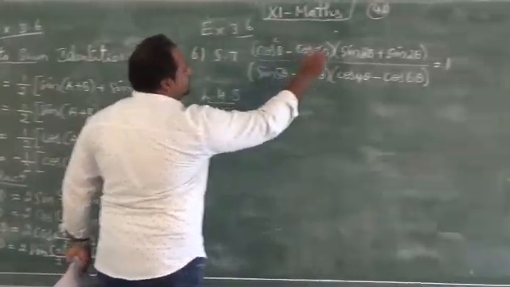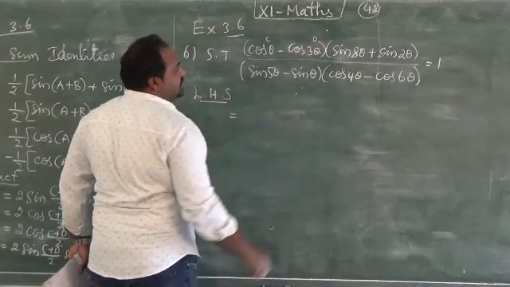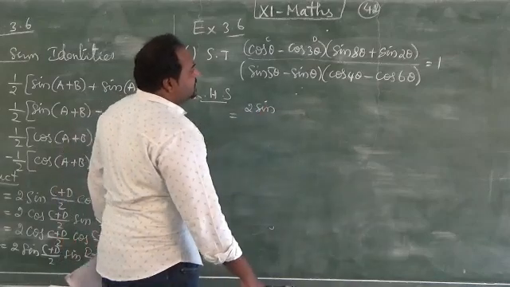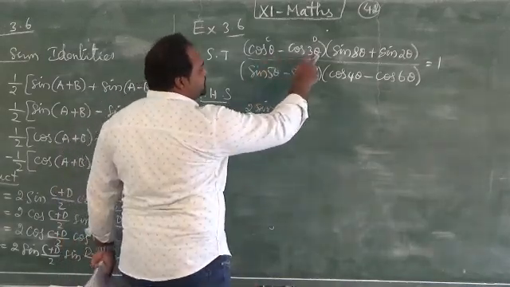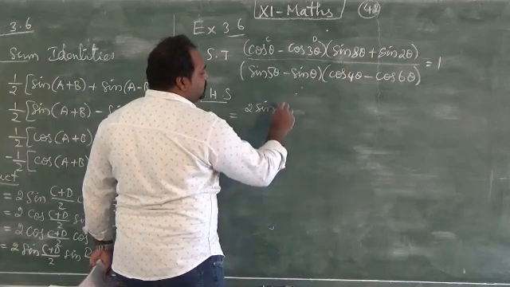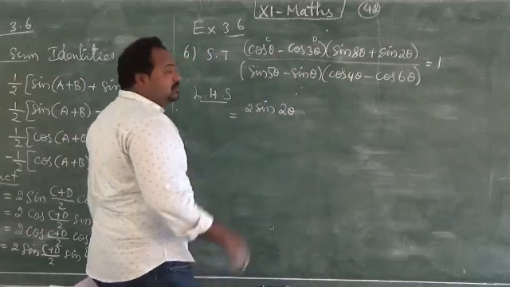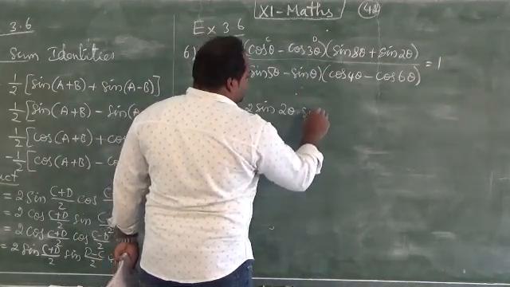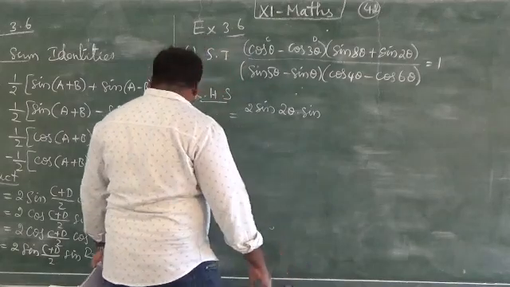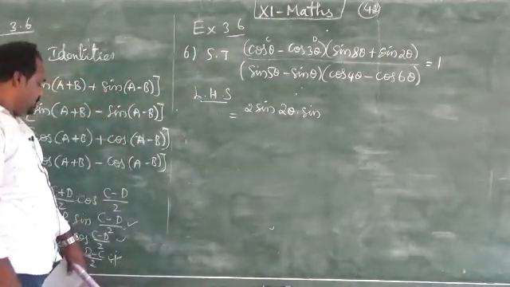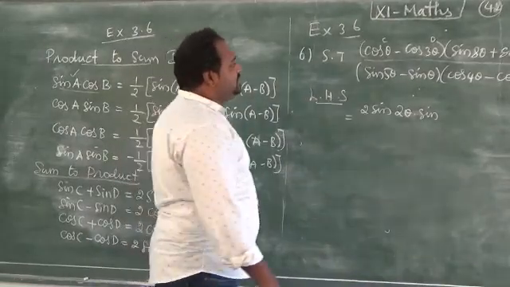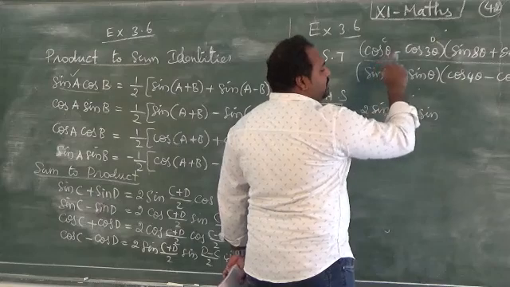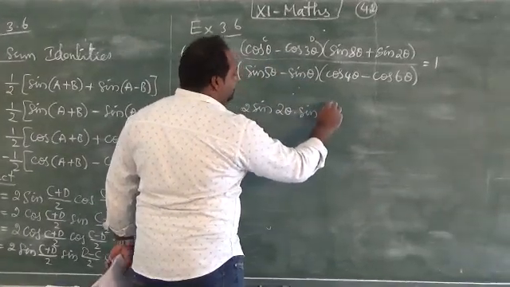Here c is theta, d is 3 theta. 2 sin (c plus d), theta plus 3 theta is 4 theta by 2 is 2 theta. And sin (d minus c), you have to be very careful, d minus c, then d is 3 theta minus theta is 2 theta, 2 theta by 2 is only theta.